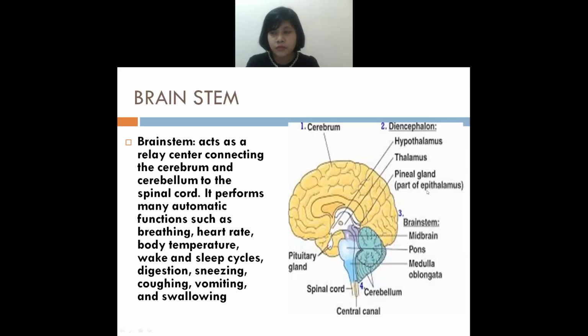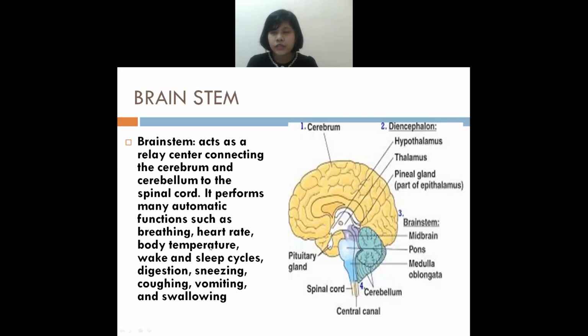Next is heart rate. Even your heart rate, that is your cardiovascular system, the brainstem is also responsible for that. Next is your body temperature. Even your body temperature will depend upon the brainstem. I mean, how to maintain the temperature for your body. So the brainstem helps you in that also. The next is wake and sleep cycles. Wake and sleep cycles means when you sleep, when you get up. So your sleep cycle will also be controlled by your brainstem.